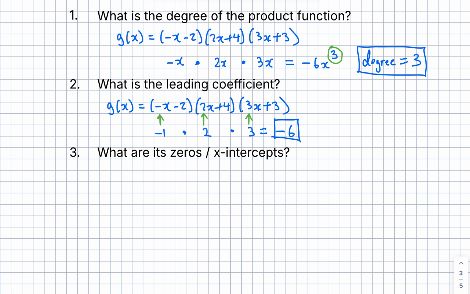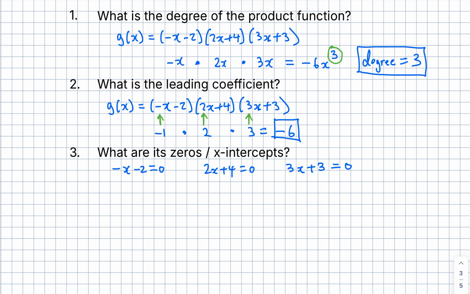All right, next question is, what are its zeros, right? Whenever you hear the question, what are its zeros? They are looking for the x-intercept. To find the x-intercept, we're going to take each of the following linear functions, so negative x minus 2, and set it equal to 0. We're going to also take 2x plus 4 and set it equal to 0. And then lastly, we're going to take 3x plus 3 and set that equal to 0.